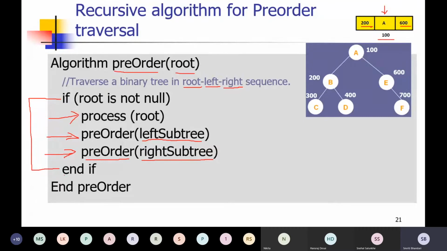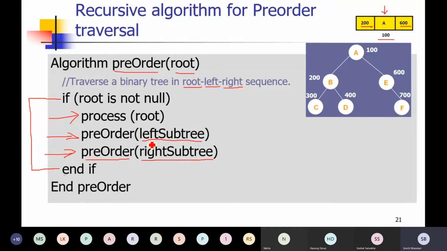Once again, I'll be explaining this algorithm. First of all, we are checking whether our tree is empty. If it is not empty, we are going to process the root node. Then we are recursively calling the same algorithm for the left subtree, and then we are going to recursively call the algorithm for the right subtree.